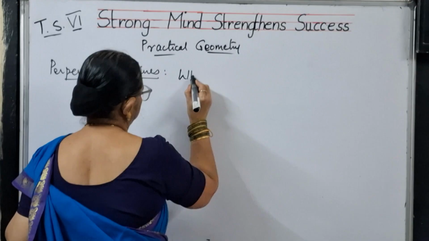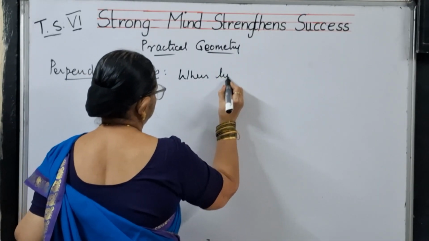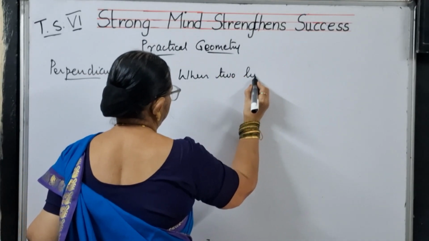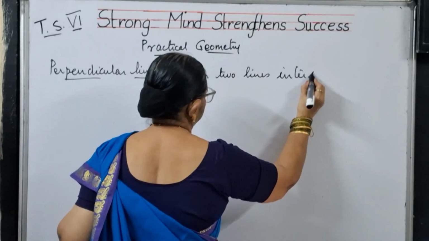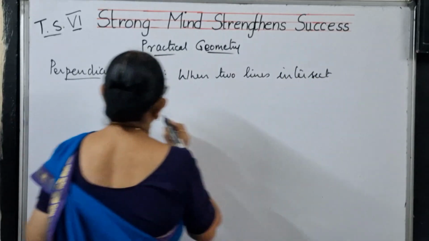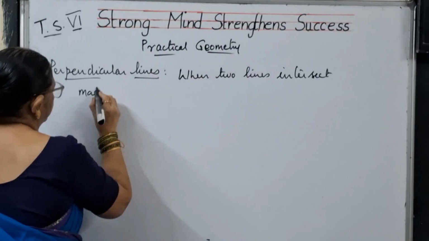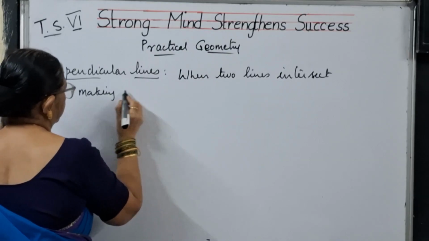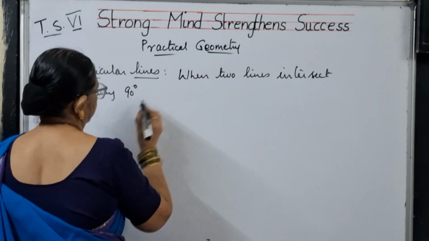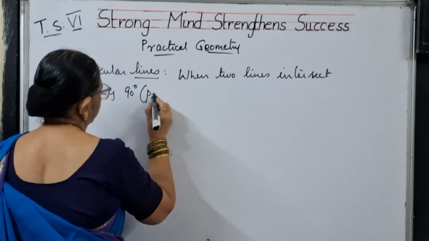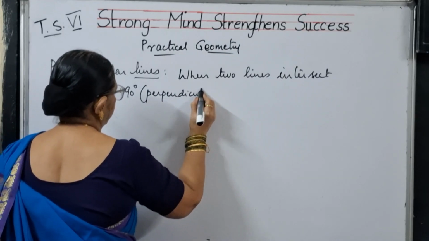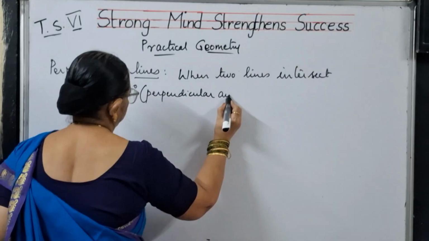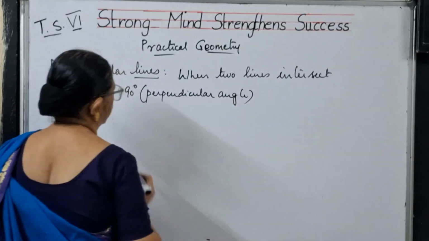When two lines intersect making 90 degrees, this is called perpendicular angle. 90 degrees is called perpendicular angle.